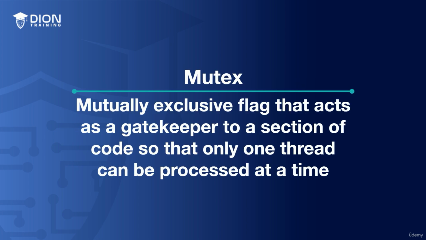To protect against a race condition, you can use locks and mutexes to lock resources while a process is being run. Now, a mutex is simply a mutually exclusive flag that acts as a gatekeeper to a section of code so that only one thread can be processed at a time, and this helps prevent race conditions from occurring because we're not going to have that concurrent execution of the code or function because of that mutex being there.